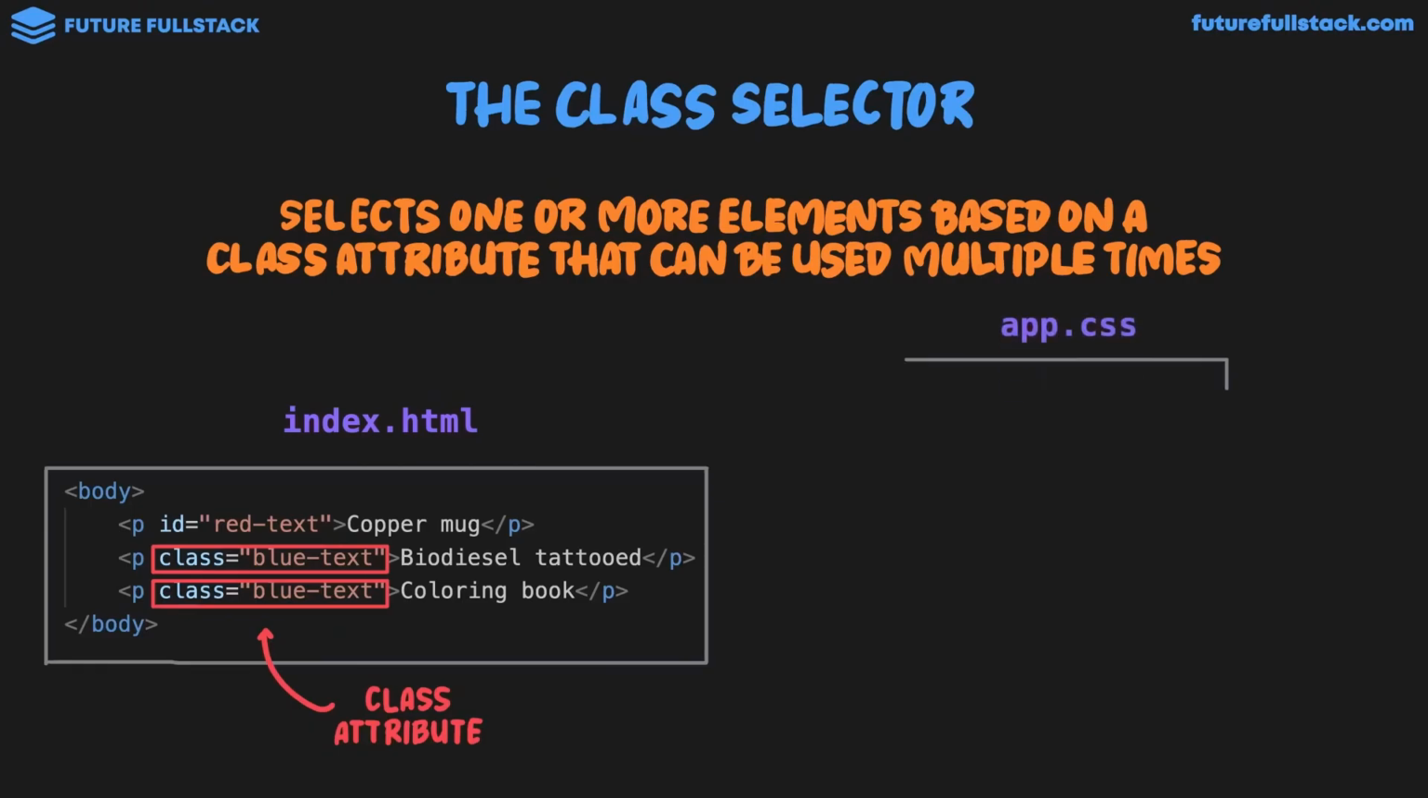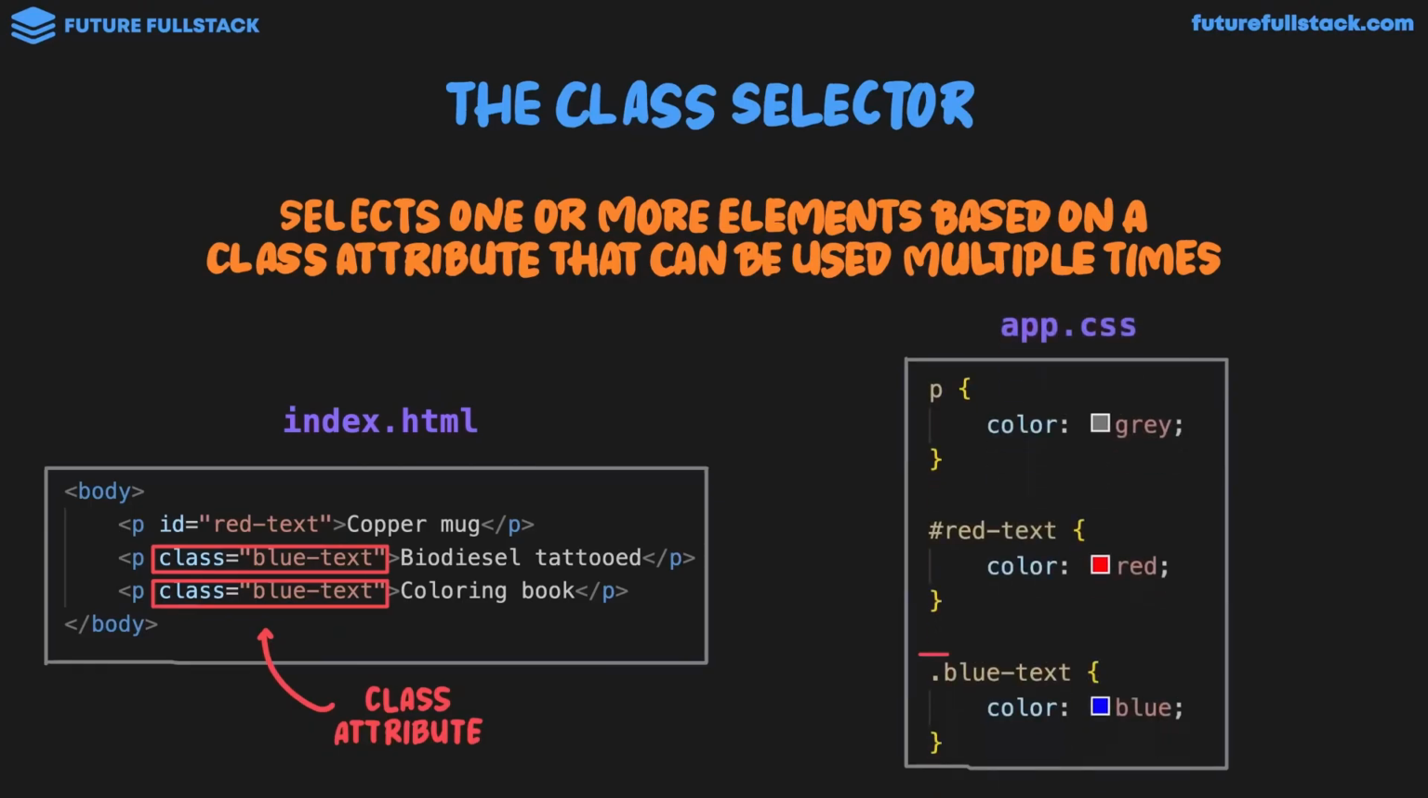Having a look now at the app.css file, we select the class attribute with a full stop, or a period. And just like the ID attribute, we then provide the value that was used for the class attribute in our HTML, in this case blue-text. Let's have a play around with this in VS Code.